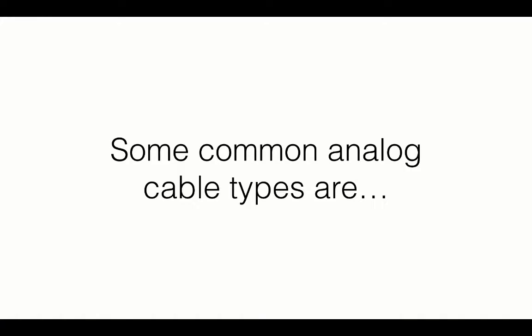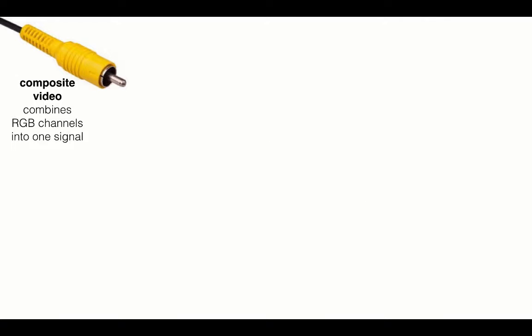Okay, and I'm going to just really quickly jump through some different analog cable types. And the reason I'm doing this is in the event that you ever have to use old equipment to get old footage onto digitized formats. So this is a composite video type. If you've ever seen the little yellow RCA type of cable, it combines red, green, and blue channels for video into one single signal.